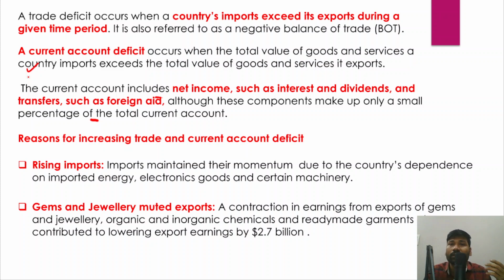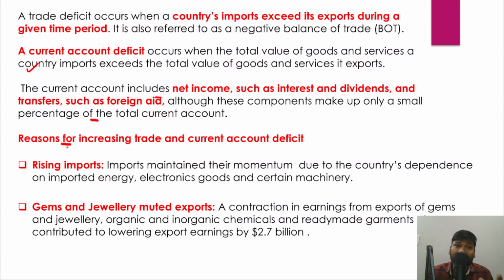So it occurs when the total value of goods and services a country imports exceeds the total value of goods and services it exports. And you need to write some reasons for the increasing trade and current account deficit, and that is also very important, right? Because it is asked in the question. So what are the reasons for the increasing trade and current account deficit?